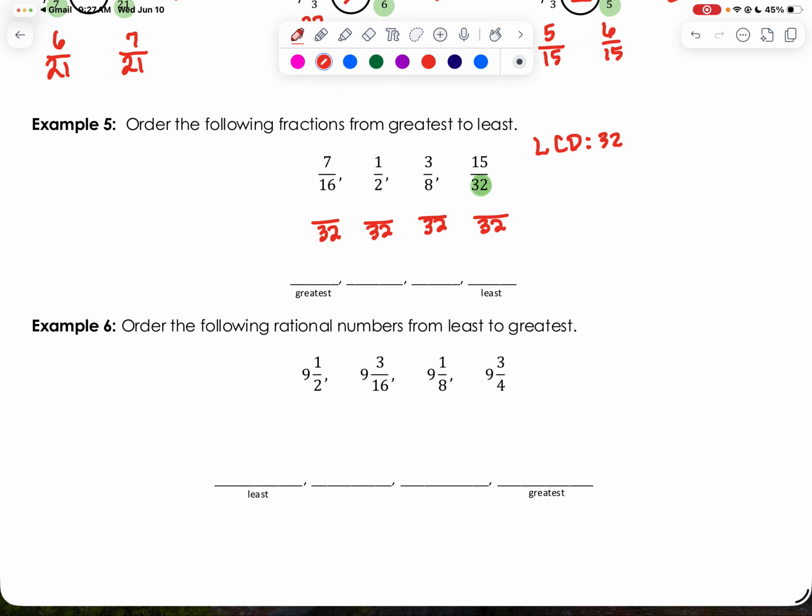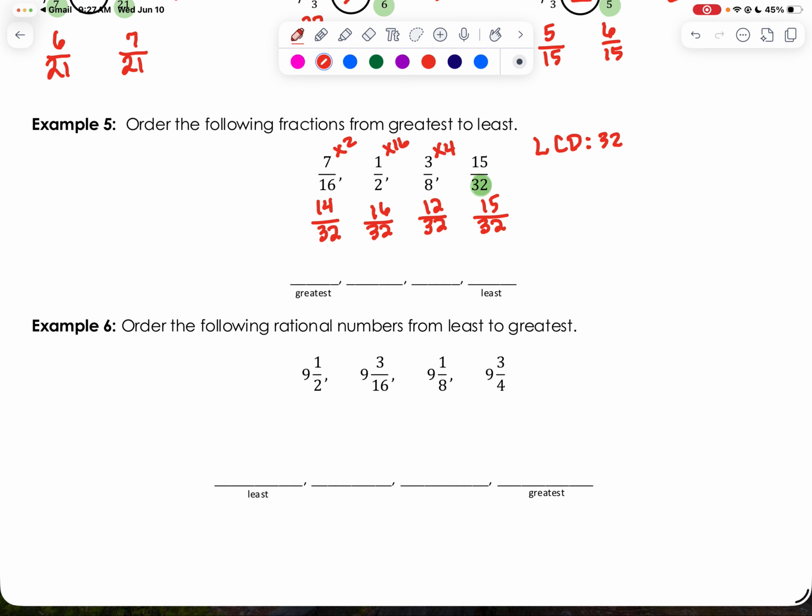All right, so I'm going to rewrite each fraction with the denominator of 32. So 16 will go into 32 2 times. So I'll multiply that numerator, 7, by 2 to get 14. 2 will go into 32 16 times. So 1 times 16 is 16. 8 will go into 32 4 times. So 3 times 4 is 12. And then this one already had a denominator of 32, so I don't need to rewrite it.